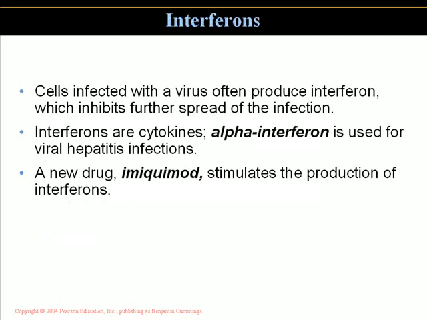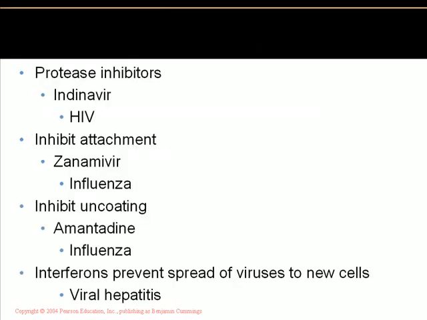Cells infected by a virus often produce interferon, which inhibits further spread of the infection. Interferons are basically cytokines. Alpha interferon, as we discussed earlier, is used in viral hepatitis infections. Newer drugs, such as imiquimod, stimulate the production of interferon. Now, again, this is an indirect effect on inhibiting viral growth. The drug imiquimod basically stimulates the production of interferon, and it's the interferon that will inhibit further spread of the infection.